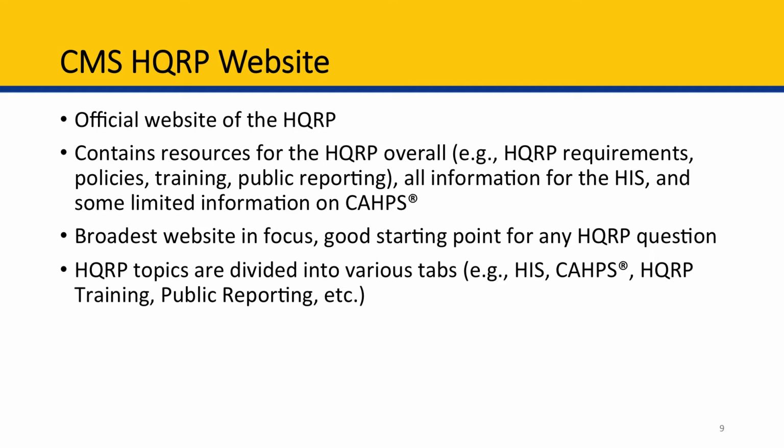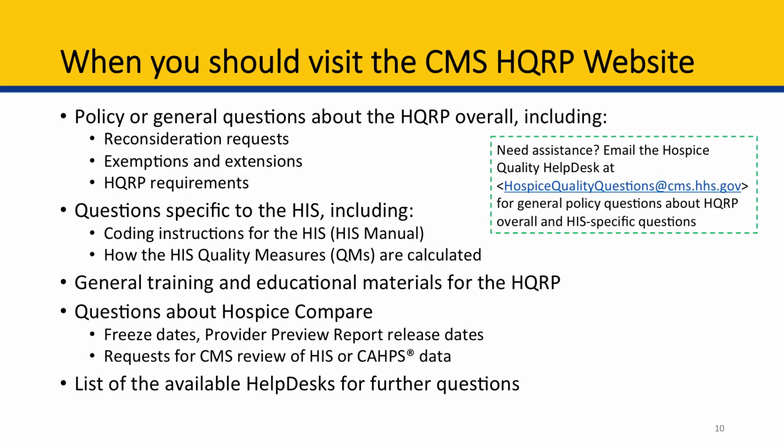The website is divided up into various pages, which I'll refer to as tabs. Tabs are located in the left-hand sidebar of the website. Each tab has its own topical focus and includes topics like HIS, CAHPS, training, and public reporting. Slide 10 goes over some specific instances when you would visit the CMS HQRP website.